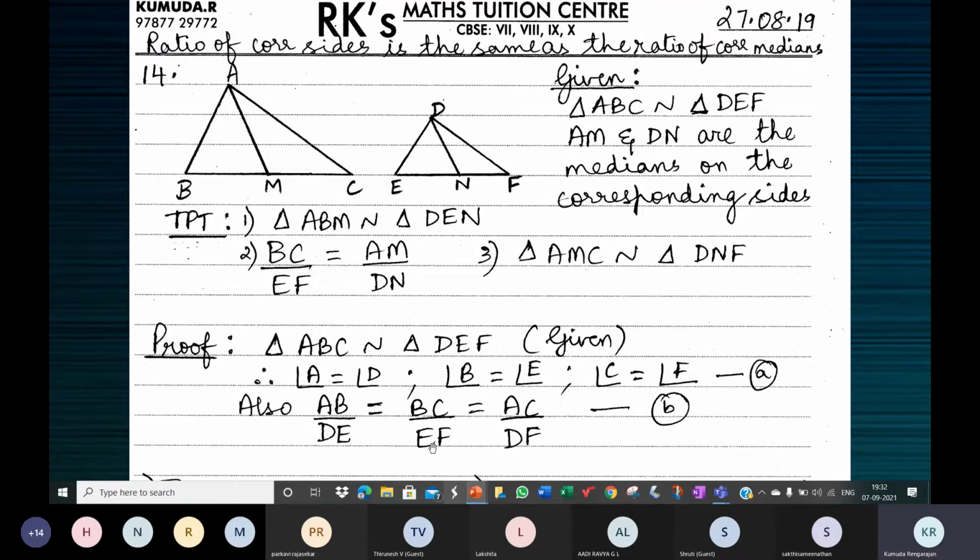Instead of EF, you can write what? 2EN, twice EN. So now 2 in the numerator and 2 in the denominator will get cancelled, and that will give you BM by EN. So you can get BM by EN this way also. You can divide both the numerator and denominator by 2, or you can write BC as 2 times BM and EF as 2 times EN. By the SAS rule the triangles are similar.